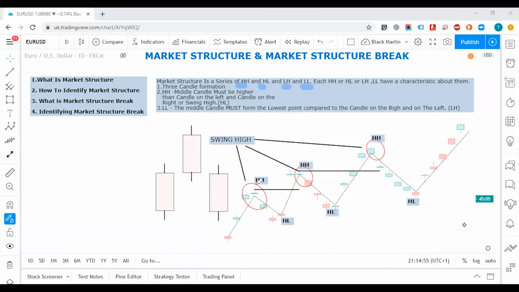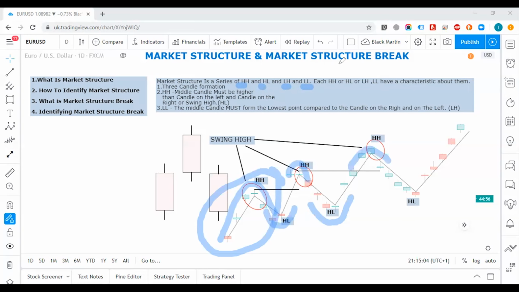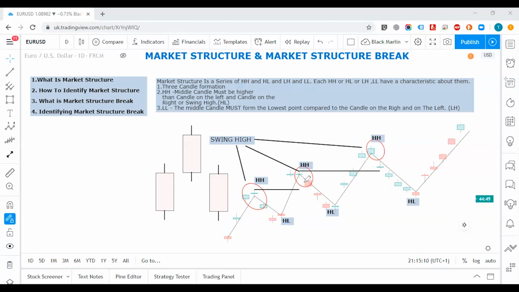So this movement here, this is a structure, and this is a structure, and this is a structure, this is a structure, this is a structure. Okay. So market structure is a series of higher highs and higher lows and lower highs and lower lows, what have you. In this case, we're just looking initially at swing highs, for example. So we're just looking at a market that is stair stepping up.